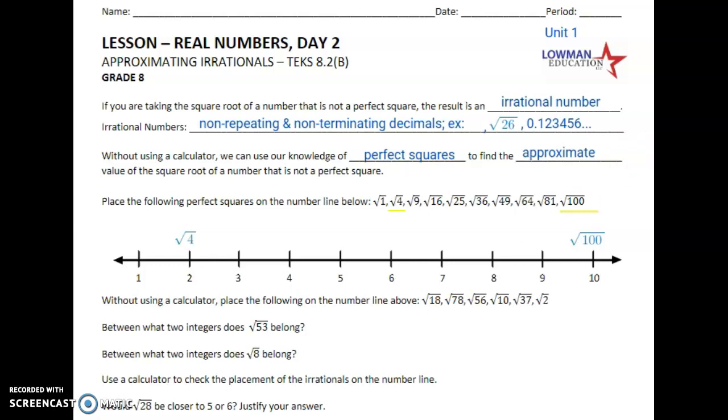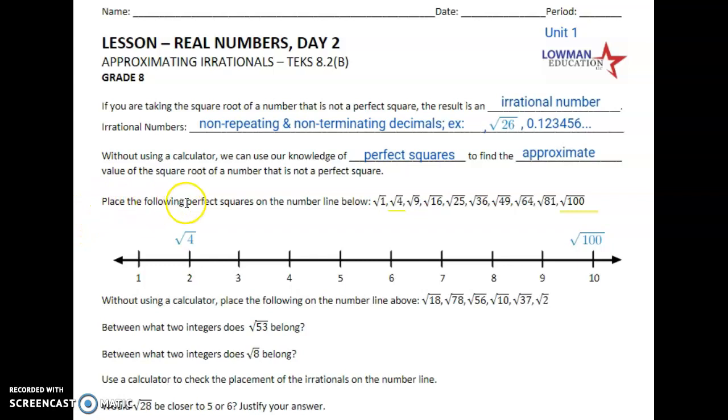And that is right here in our second sentence. It says, without using a calculator, we can use our knowledge of perfect squares to find the approximate value of a square root of a number that is not a perfect square. And let's practice a few problems.